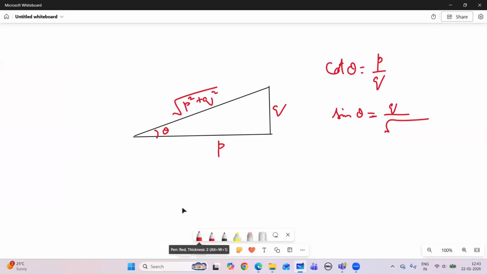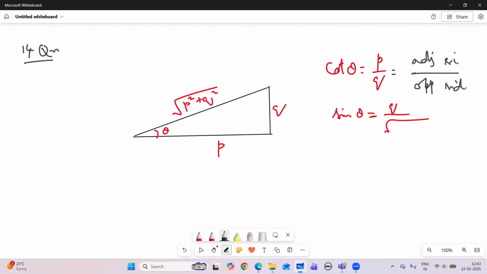This is question number 14. We are given the value of cot theta to be p by q, and we are asked to find the value of sin theta. Cot theta is adjacent side by opposite side. Therefore, you can take adjacent side to be p and opposite side to be q.